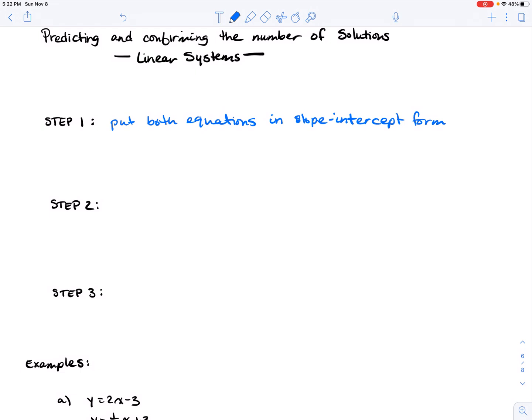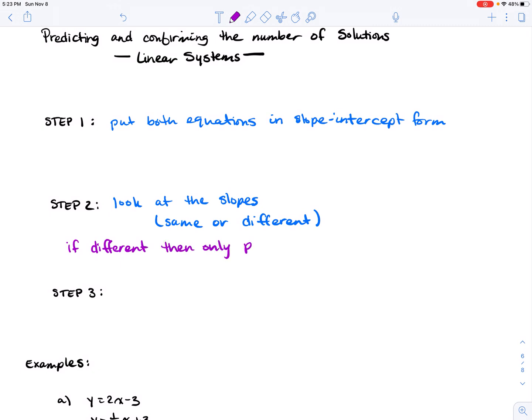Step 2 is look at the slopes. Are the slopes the same or are they different? If they are different, it will result in two lines intersecting at only one point. And that's important to note, that if they're different, then only one point of intersection.